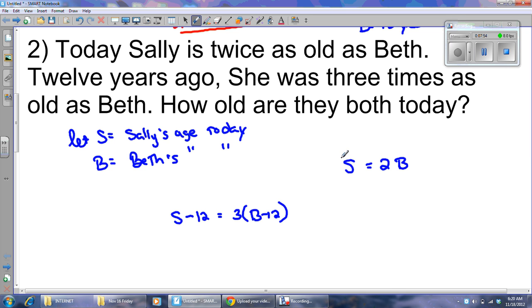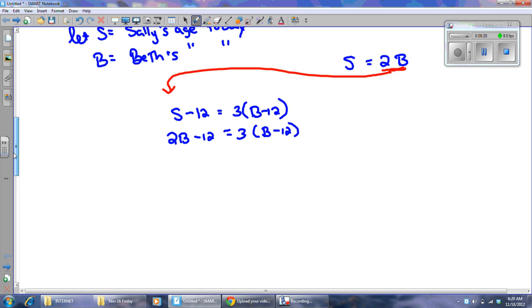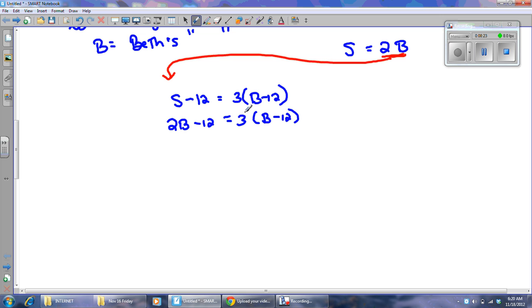Okay? Now, again, I don't know how to solve one equation with two different variables, but I know that S equals 2B, so I'm going to take this 2B and I'm going to plug it right in there in place of S. So my new equation will be 2B minus 12 equals 3 times the quantity of B minus 12. And this is done very much the same way as the last problem. I'll begin by distributing. Okay, and I'll get 2b minus 12 equals 3b minus 36.